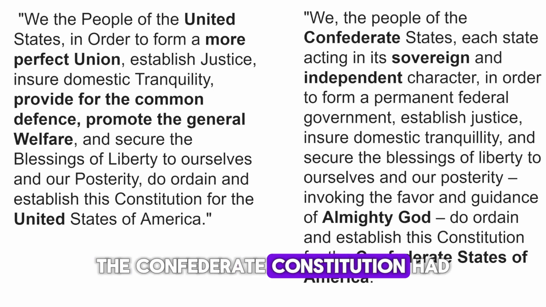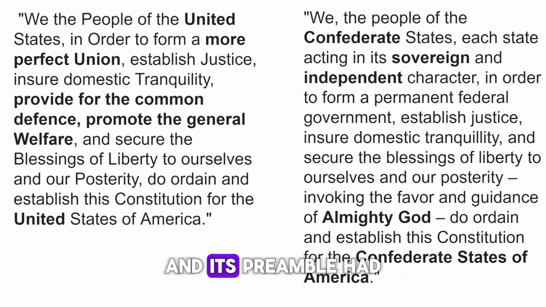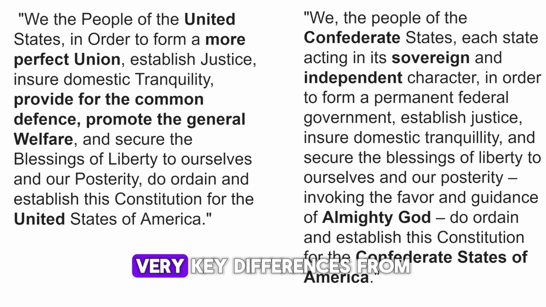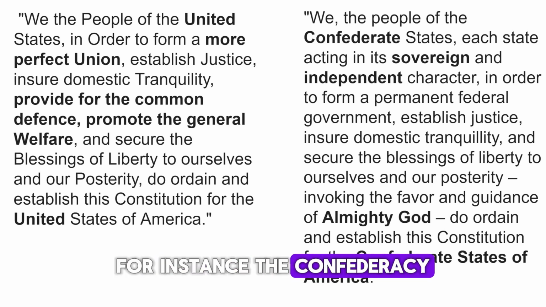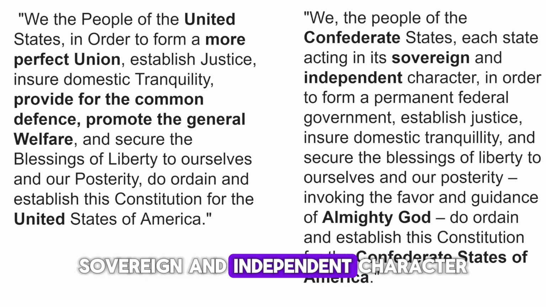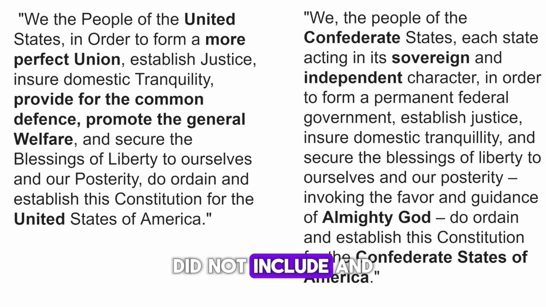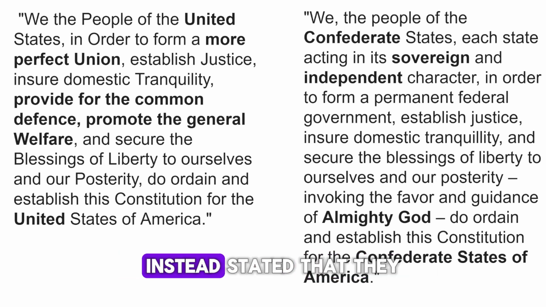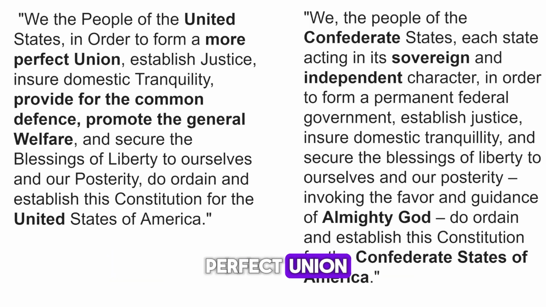The Confederate Constitution had a preamble just like the United States Constitution, and its preamble had a few very key differences from the United States's. For instance, the Confederacy basically stated that each state would be acting in its own sovereign and independent character, which was something that the United States Constitution did not include, and the United States Constitution instead stated that the people of the United States would form a more perfect union.